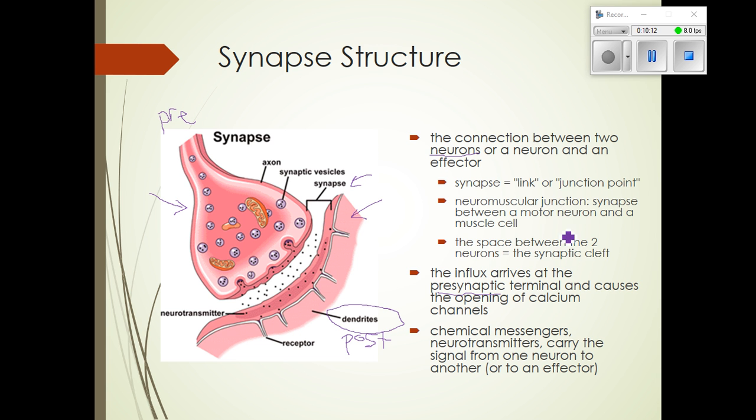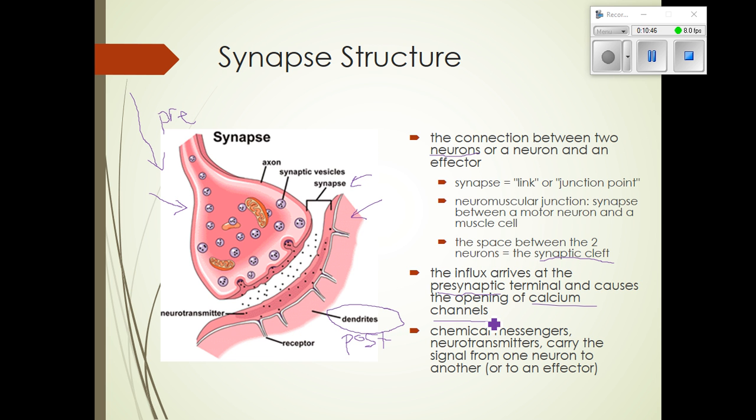The space between the two neurons is specifically called the synaptic cleft. So that little bit of space that's in between them. So they're not physically touching each other. There's a little gap of space. So what happens? The influx of ions, so the nerve impulse, arrives at the presynaptic terminal. So it would be coming from this direction, from the axon that would be up here. And it causes the opening of some calcium channels.